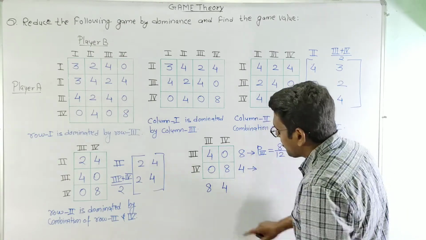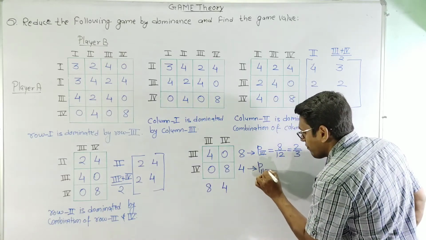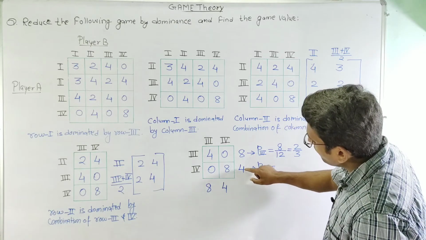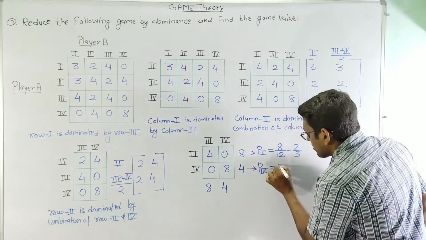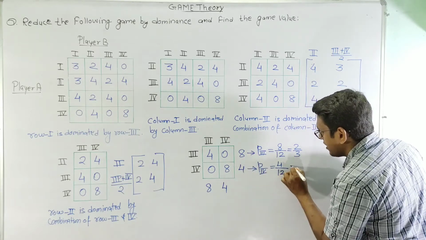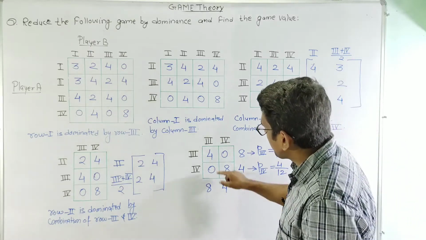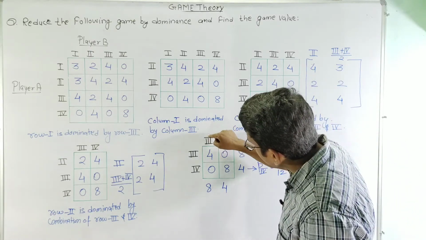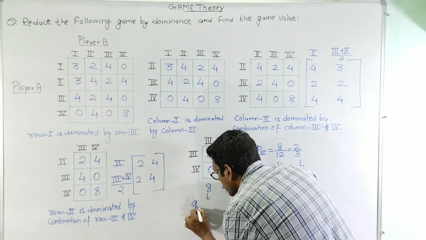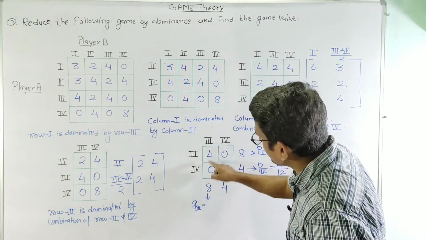and here the probability of player A playing strategy 4 is given by P4, which is equivalent to this 4 divided by 4 plus 8. So this is 4 divided by 4 plus 8 is 12. So this is 12, which is equivalent to 1 by 3. Similarly, we will find out the probability of player B playing strategy 3. So let Q3 be the probability of player B playing strategy 3.